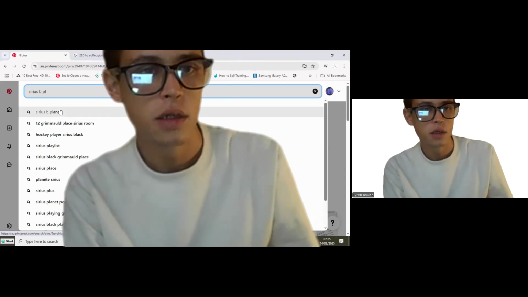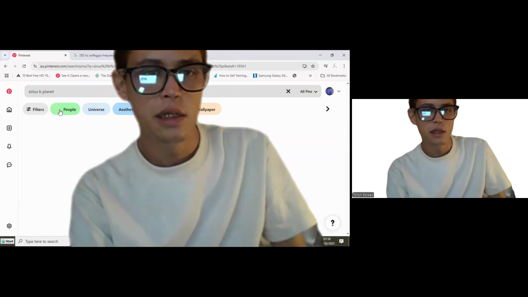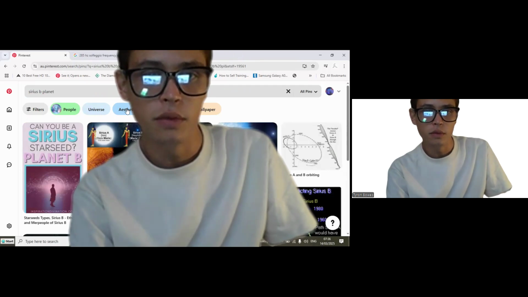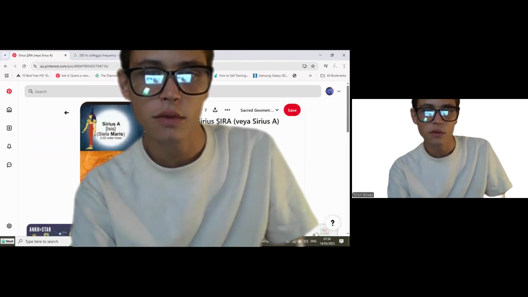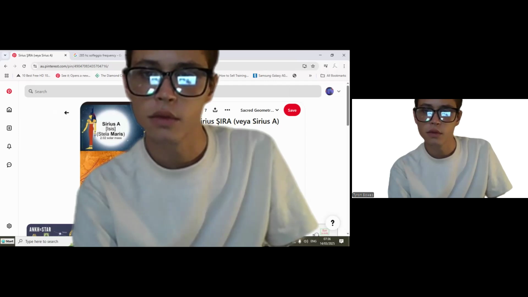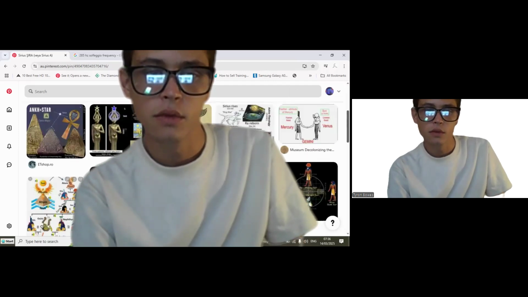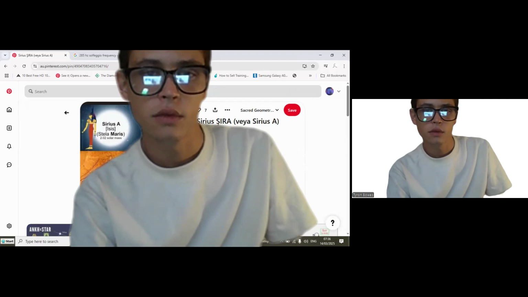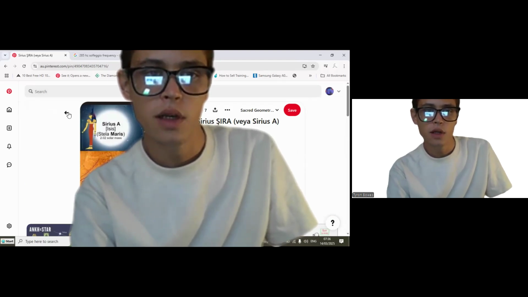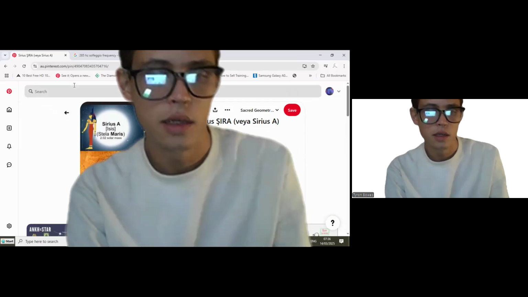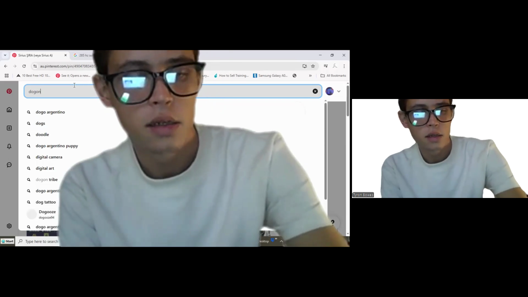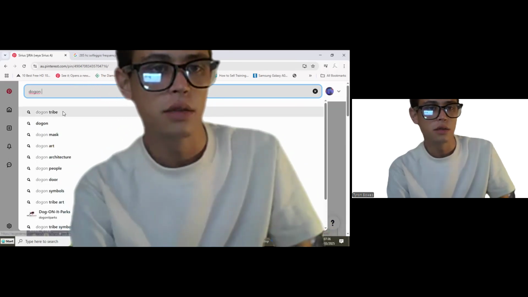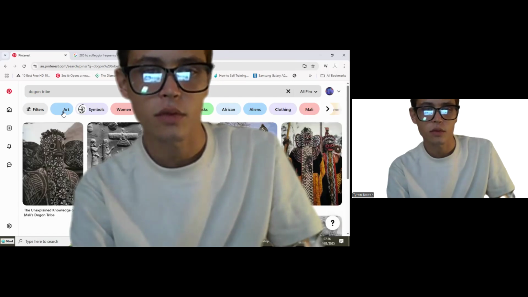Sirius B, the white dwarf companion to the brightest star in our night sky, Sirius A. In ancient Egyptian mythology, Sirius was known as Sopdet or Sothis, and it was associated with Isis, the goddess of magic and fertility. The Dogon tribe in Mali has a rich tradition of knowledge about Sirius, including the fact that Sirius B orbits Sirius A, and this knowledge was known centuries before Western astronomers could observe it themselves.